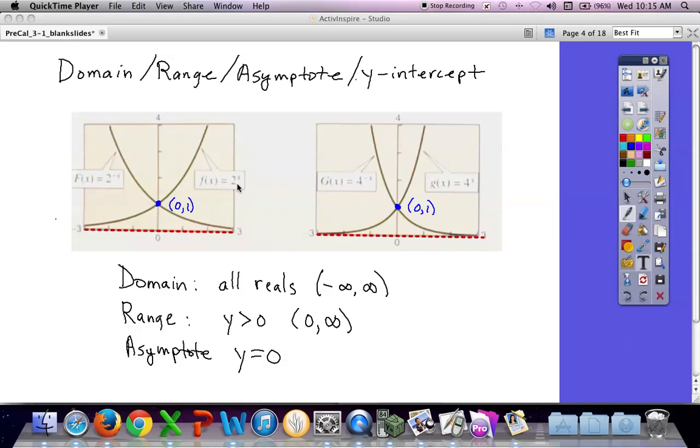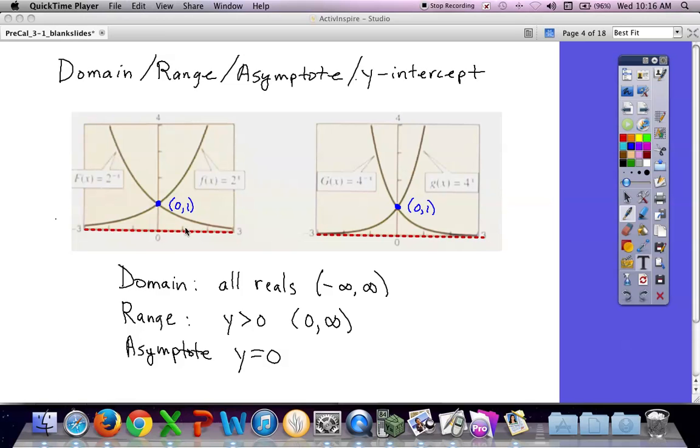Okay. The range, if you look at this graph here, it starts here and it goes up. So you would have to say the y values are greater than 0. They're not greater than or equal to because it can never touch the x-axis. There's no value you could put in for x that would make f of x equal 0. So there's no way to have an x-intercept or to touch that axis. So we don't say greater than or equal to. It's just greater than.